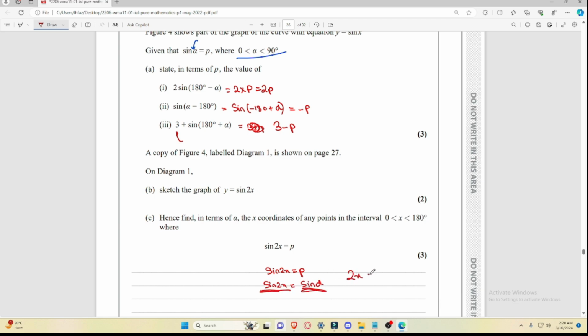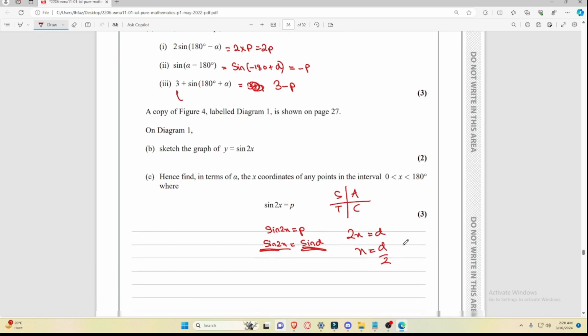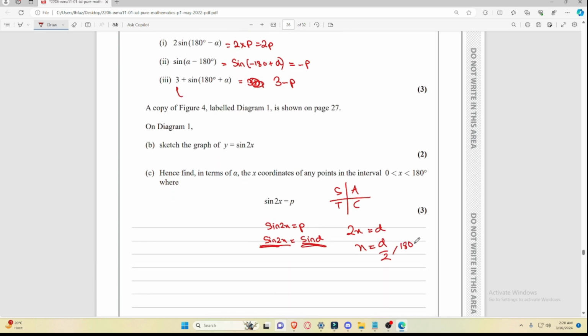So 2x will be alpha, x will be alpha by 2, and by cast rule another angle will be 180 minus alpha by 2. So this is the answer.